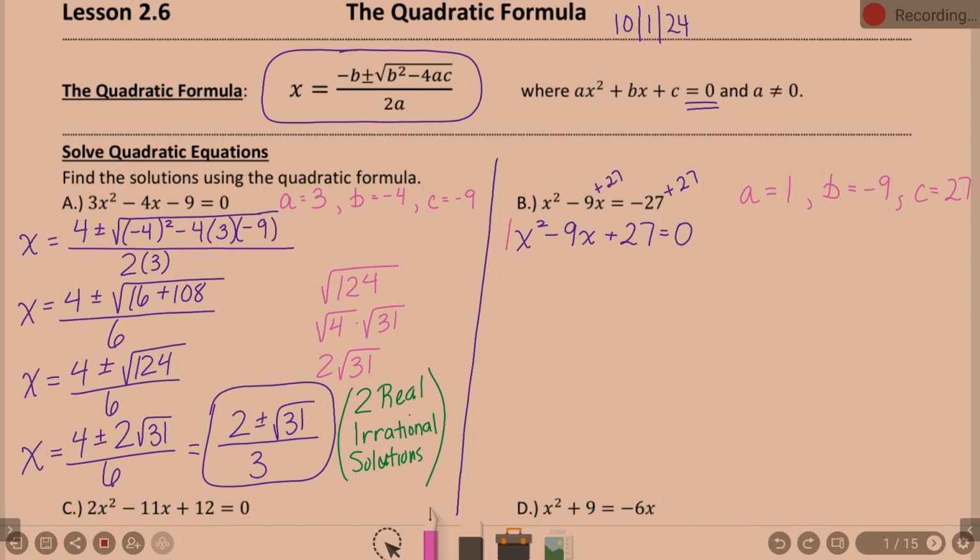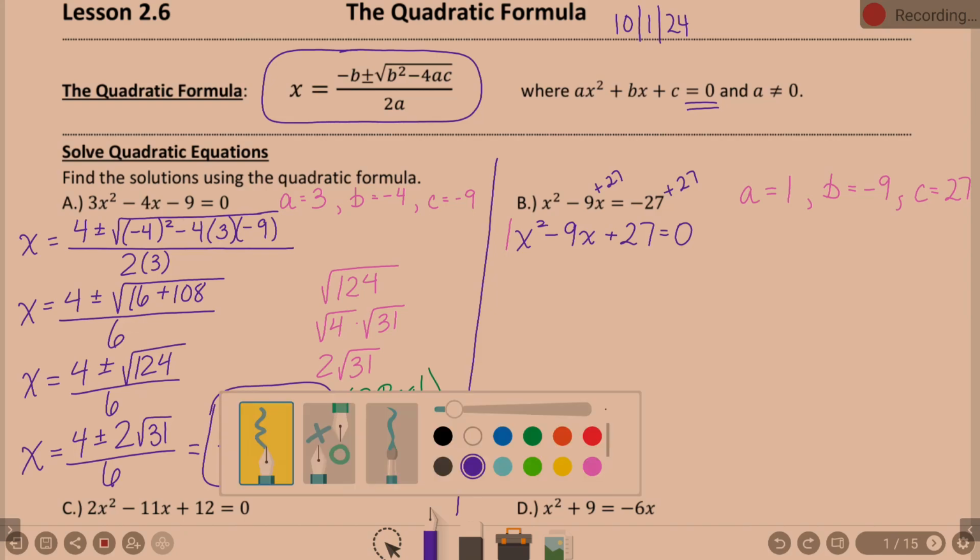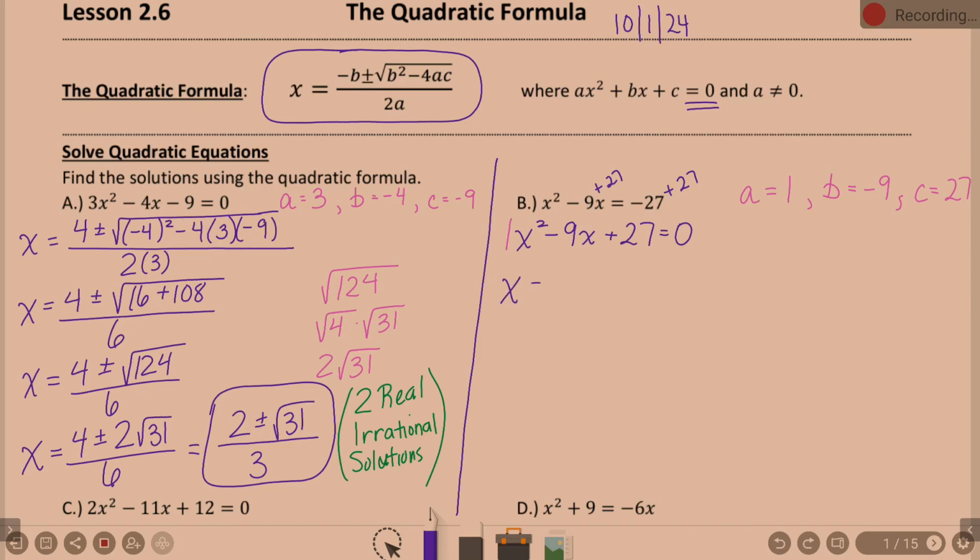Did you start setting it up at least? Practice with the setup. X equals negative b. What'd you put in for negative b? Negative 9, so 9. Plus or minus the square root of b squared. So I'm always going to write that with its negative in parentheses. So negative 9 squared minus 4 times a, which is 1, times c, which is 27, all over 2a, so 2 times 1. Don't forget that denominator, okay?